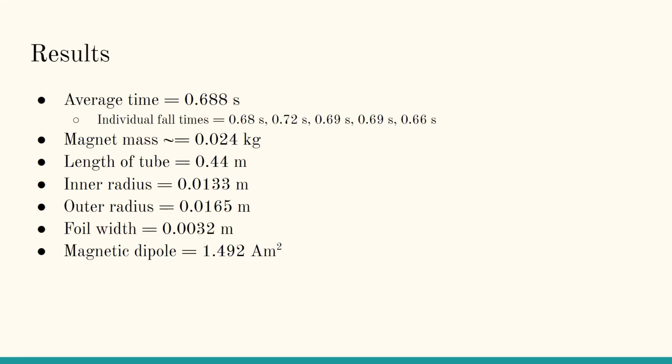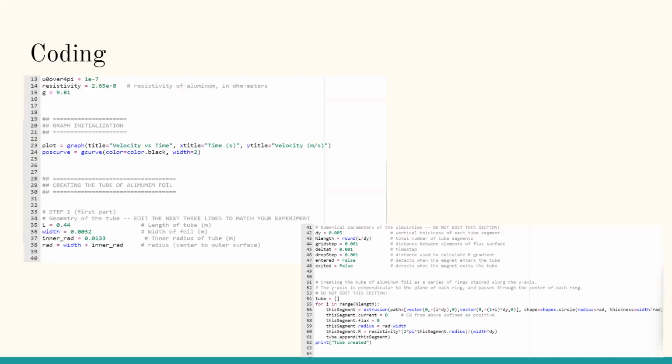So the results: the individual fall times were 0.68, 0.72, 0.69, 0.69, and 0.66 seconds, giving an average time of 0.688 seconds. The magnet mass was about 0.024 kilograms. The length of the tube was 0.44 meters. The inner radius was 0.0133 meters. The outer radius was 0.0165 meters, meaning that the foil had a width of 0.0032 meters. And like I stated, we initially used a magnetic dipole of 1.492.